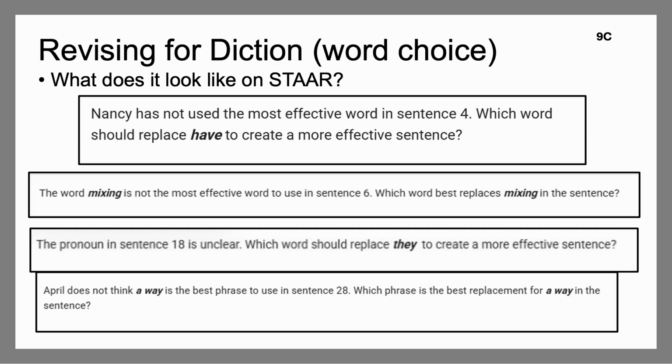So revising for diction or word choice, this is what it looks like on the STAAR test. You're going to see things like most effective, more effective. So Nancy has not used the most effective word in sentence 4. Which word should replace have to create a more effective sentence? And so you're not necessarily going to see a grammar error in here. It's going to be just for effectiveness. So it's going to have you thinking about which word best serves the purpose within that sentence or paragraph.